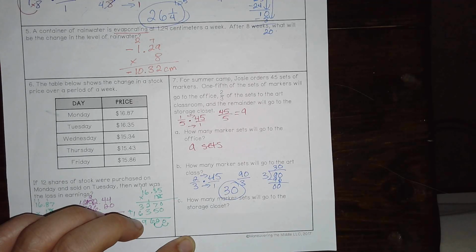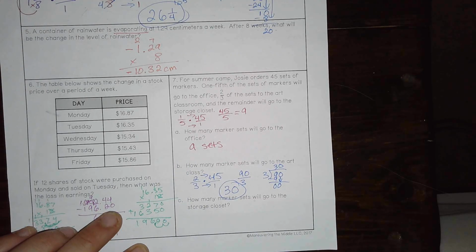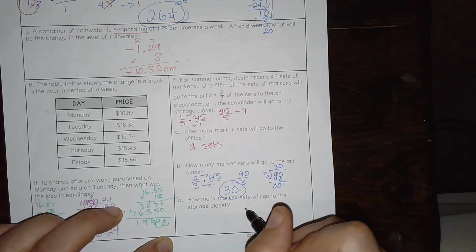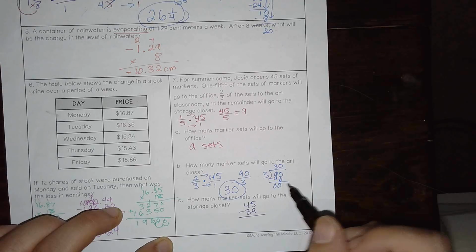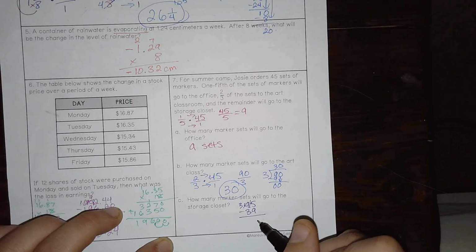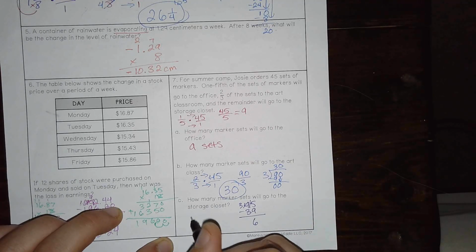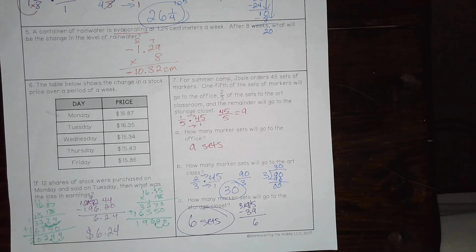Now, let's use some common sense here. How many marker sets will go to the storage closet? Well, let's think of how many sets we've already used. We gave 9 sets to the office. We gave 30 sets to the art class. That's 39 sets. We had 45 sets originally. So let's do this. I can't take 9 from 5. I go next door to borrow. That becomes 15. The difference of 15 and 9 is 6. So the answer here is 6 sets.